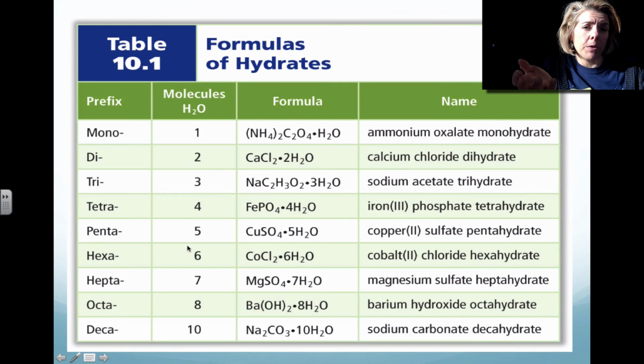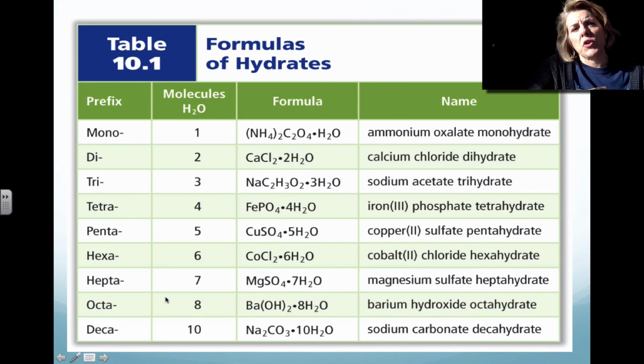You will need to know for this chapter the prefixes. Shouldn't be a problem because you've obviously practiced that with other covalent compound names. So the only difference is instead you're going to be looking at water. So if you have 2 waters, it's di. If you have 7 waters, it's hepta. If you have 10, it's deca.